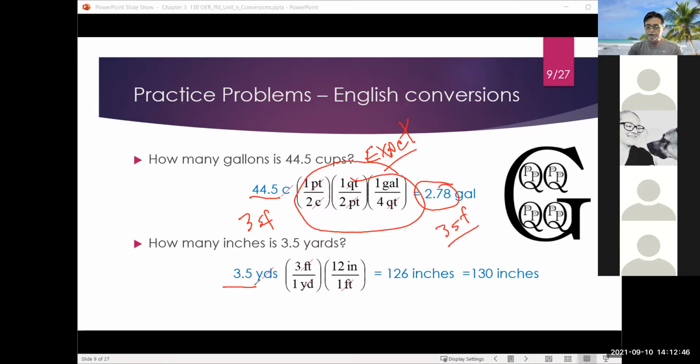How many sig figs here? 2. Exactly. And then again, all these are exact. All right. So when you do the math here, your answer comes out at 126. How many sig figs here? 3. I see. So we round up because that 0 at the end of 130 doesn't count as a significant figure. You got it. Thank you.